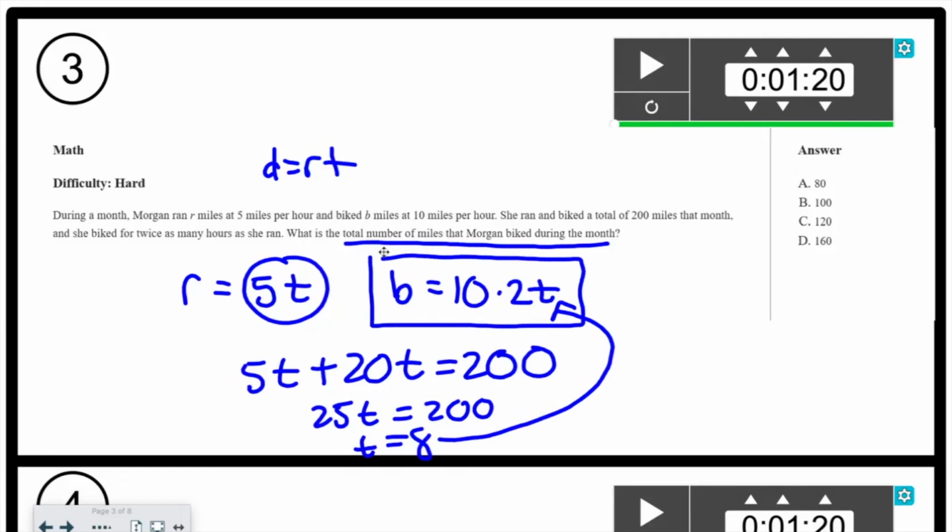Okay. I think my mistake was I tried to do like R plus T is 200 and then I took 5T and like 20T, but then I thought it was going to be like a different equation. I thought it was going to be a two equation problem. But I understand. Thank you. Yeah, it's just R plus B is 200. But then you got to remember to plug it back in. So it ends up being 160.